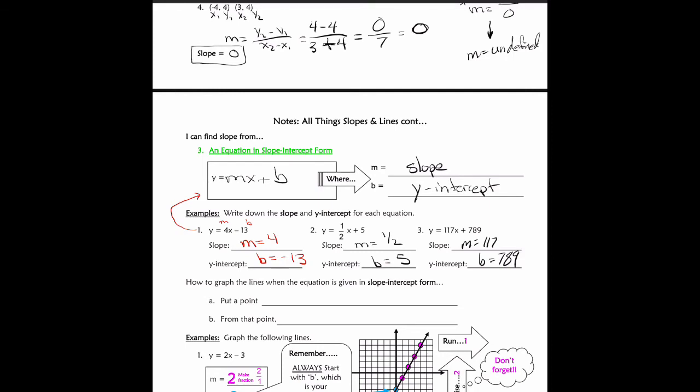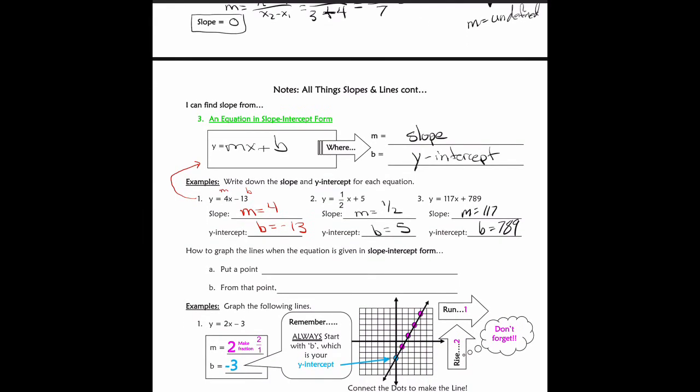Now, we can graph from slope-intercept form fairly easy, so we'll go ahead and talk about that. So how we're going to do that, okay? So we're given the equation, y equals mx plus b. We're going to put a point on the y-intercept, okay? And that's your b value, right? So always start with your b value. That's going to be your first point. Then from that point, we're going to do rise over run. And again, that comes from my slope.